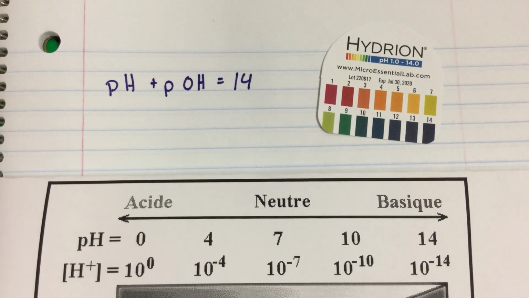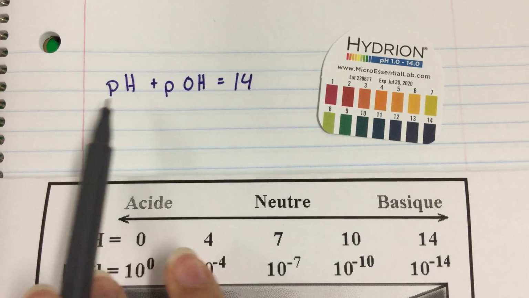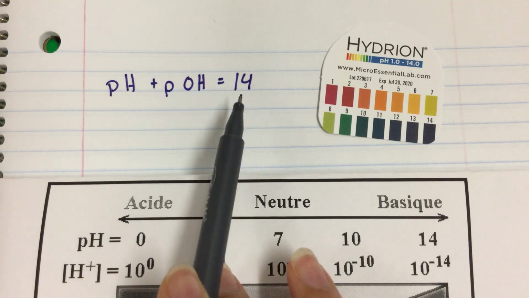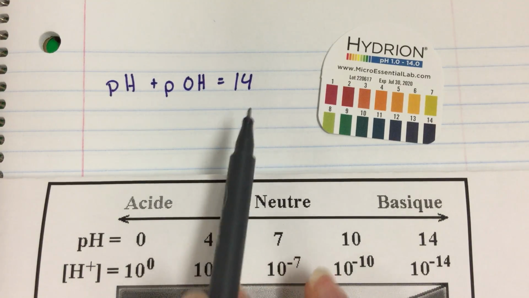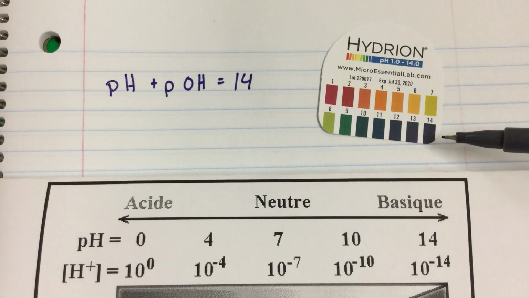All right, I'm going to go ahead and do a quick demonstration of how you're going to calculate your concentration of ions, okay? So there's a couple of formulas that we need. One to note is that when you have your pH and you add it to your pOH, that's going to equal 14. And the reason for that is if we look at our pH scale, our most acidic is 1 and our most basic is 14.